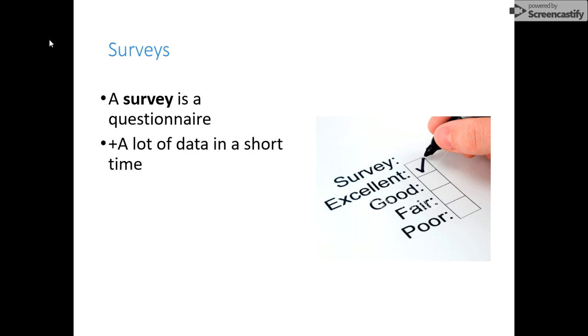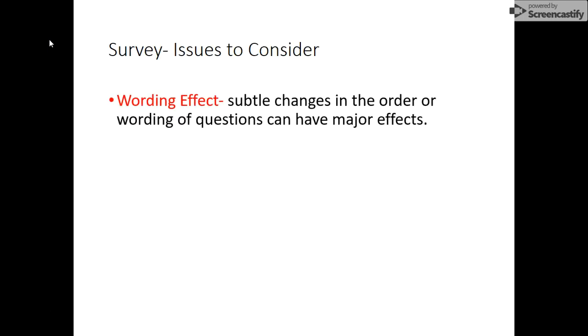Surveys is another way to gather data. A survey is often known as a questionnaire. A positive is you get a lot of data in a short amount of time. The negative is wording effects, and people lie. Wording effects is subtle changes in the order of words can actually skew it. So if you don't know what a term means or the way in which it's written can give you bad data or a false sense of information.